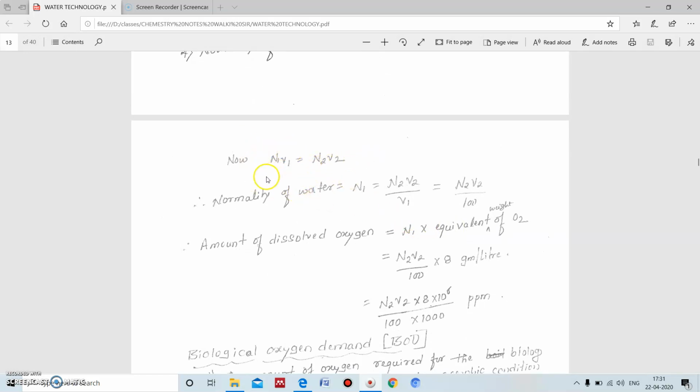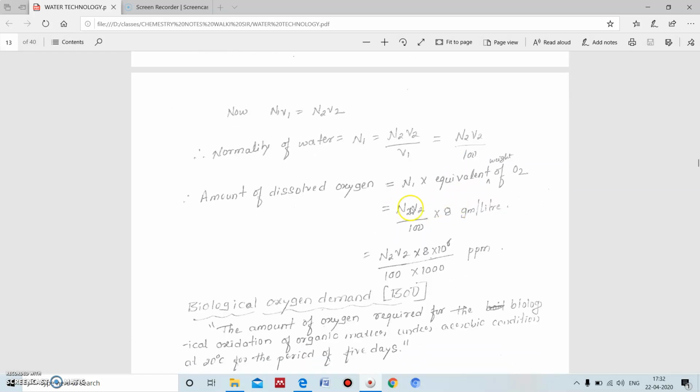Here N1 is the normality of water, V1 is the volume of water taken in the titration, N2 is the normality of sodium thiosulfate, and V2 is the volume of thiosulfate utilized in the titration. Therefore, we need the normality of water here. Normality of water N1 is equal to N2 into V2 divided by V1. Therefore, N2V2 is divided by 100 because V1 is equal to 100.